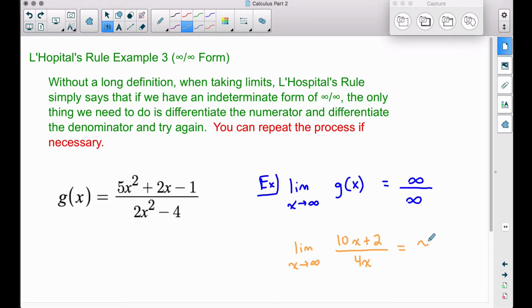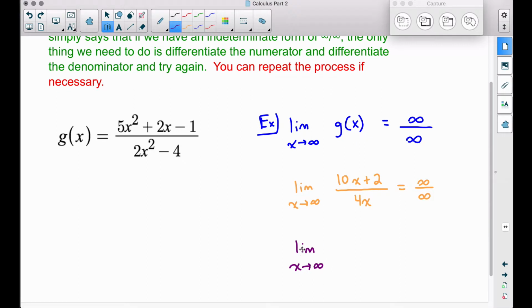We still have the same predicament here. We're still going to get infinity over infinity because x is getting big. 10 times a really big number is going to be a really big number, plus 2. Yeah, it's going to get bigger without bound. Same thing for the bottom. As x gets really big, 4 times that really big number gets really big. We have that same form going on, so we can repeat the process if necessary. So let's try this one more time.